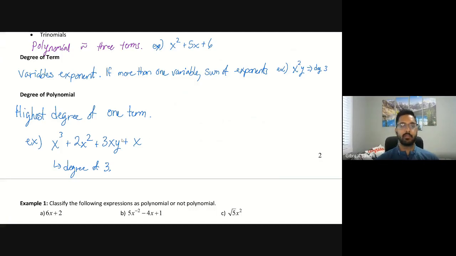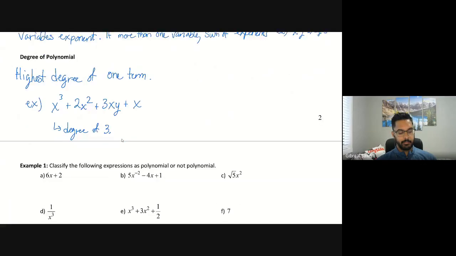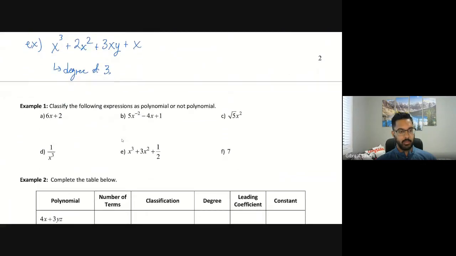Okay, so just a couple definitions before we get going here. Our first example asks us to classify the following expressions as polynomial or not. We'll talk about a couple of things that happen here.